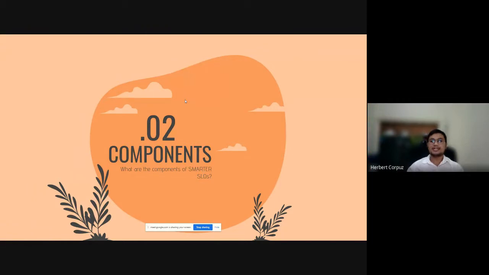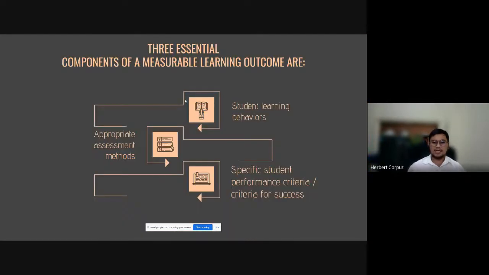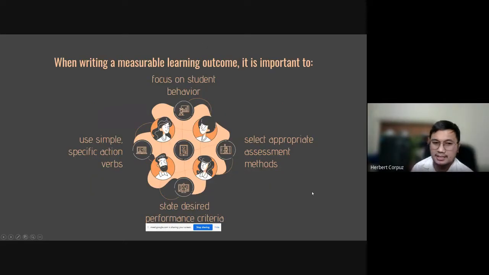Now we will be looking into the components of SMARTER student learning outcomes. There are three essential components of a measurable learning outcome. We have the student learning behavior, which refers to the action verbs or active verbs that we need to use. Then we have appropriate assessment methods, and we have specific student performance criteria, or criteria for success.